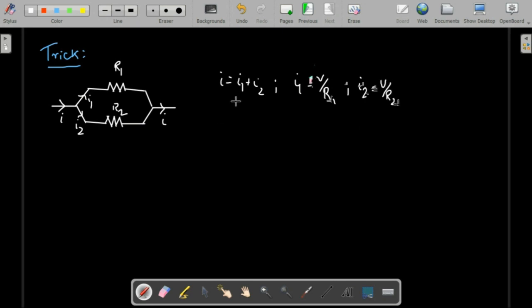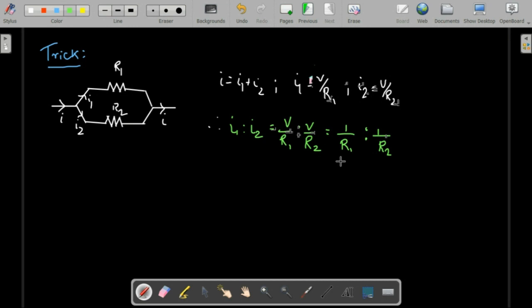So what we see here is that we can take a ratio. If we take a ratio between I1 and I2, we can say I1 is to I2 is equal to V by R1 is to V by R2. Both V's are the same, so that means the ratio is 1 by R1 is to 1 by R2.